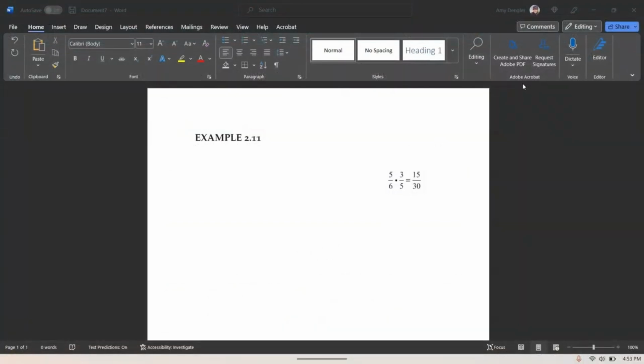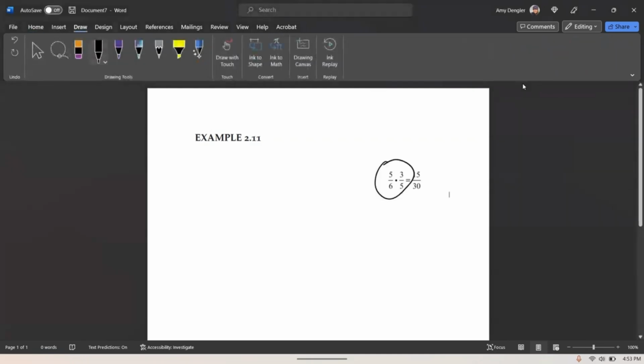Example 2.11, so we have multiplication. Multiplication is really simple. All we're gonna do is, so they have it written here like that. 5 times 3 is 15, which they have there, and 6 times 5 is 30. So we have 15 over 30. And we just need to bring that down to lowest terms.